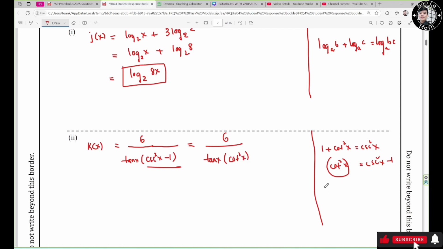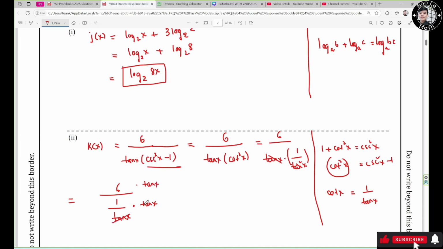Now I know that cotangent s equals 1 over tangent s. So it turns out to be 6 over tangent s times 1 over tangent squared of s. Now I need to simplify this. So I have 6 over 1 over tangent s. Now I need to multiply the top and bottom by tangent s to simplify this one, so this cancels out. I have 6 tangent s, and this is the final answer.